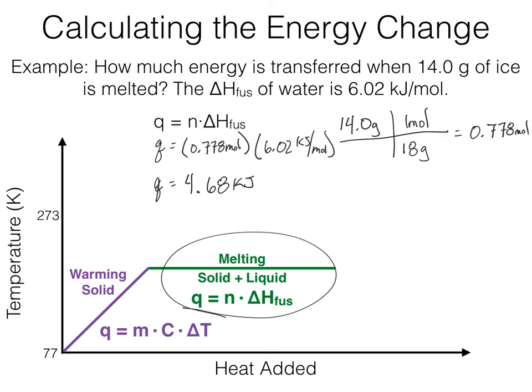Okay, so I recommend when you're solving these problems, always to draw your graph so that you are able to separate when you are heating something versus when you are going through a phase change, because the process of solving the problems is different whether you are doing phase changes, which is Q equals n times the delta H, or whenever you're warming, and that is calorimetry, Q equals MC delta T.